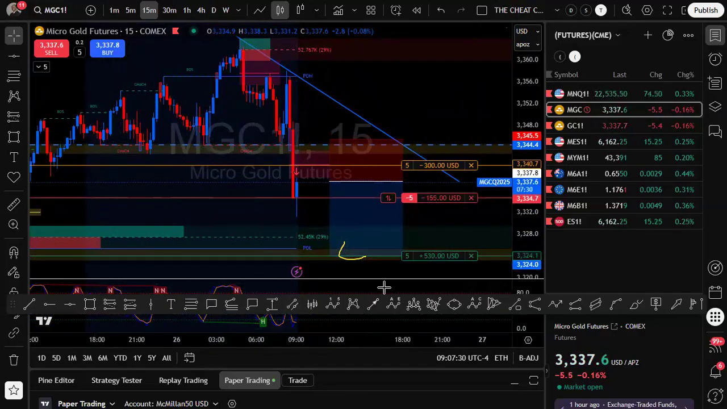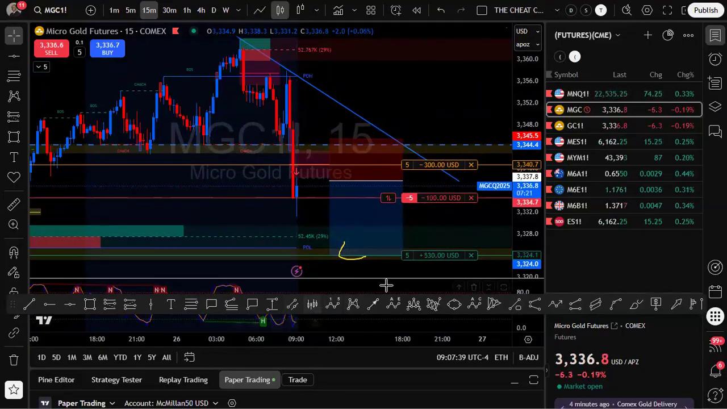So what I'll do is I'll pause this recording and we'll wait for the 9:15 candle to close and see what the next candle is going to do. And then we'll go from there. Looks like I'm in profit.